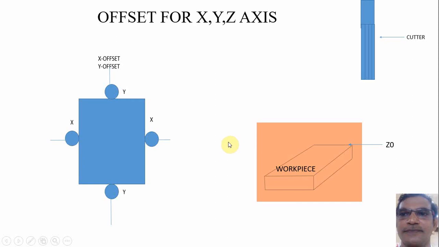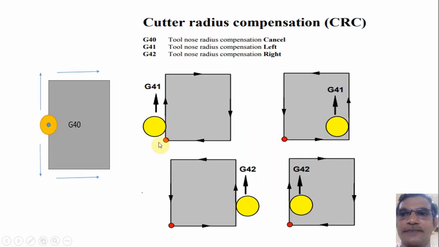And next one is cutter radius compensation. There are 3 types: G40, G41 and G42. G40 is cutter radius compensation cancel. If G40 is given, automatically the center point of the cutter will match our coordinate points.